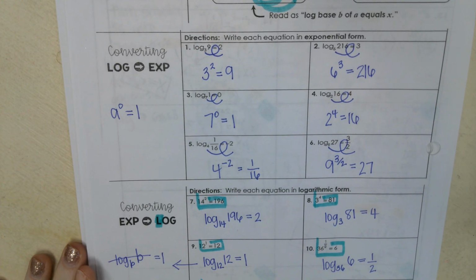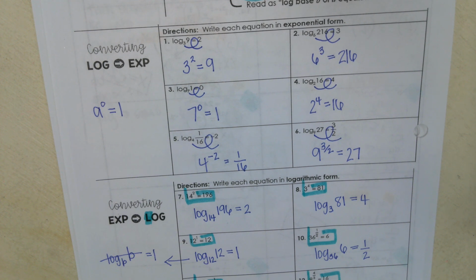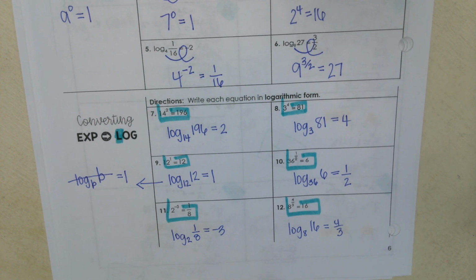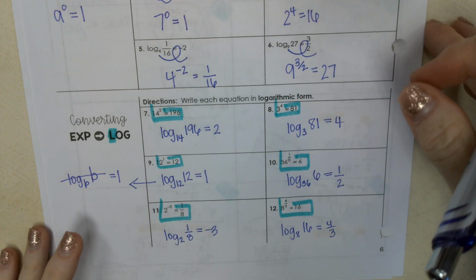Okay, you got it? What do you think? Log base 2 of 1/8 equals... perfect. Log base 2 of 1/8 equals -3. And then I got log base 8 of 16 equals 4/3. I'm not calculating anything right there, I'm just rewriting. Okay? I know, right?